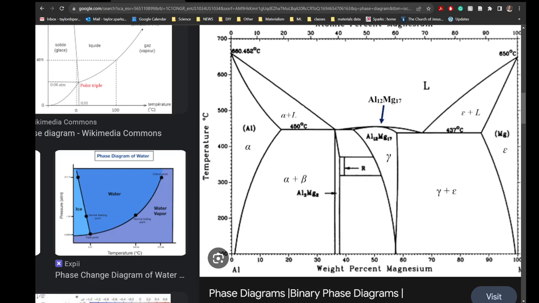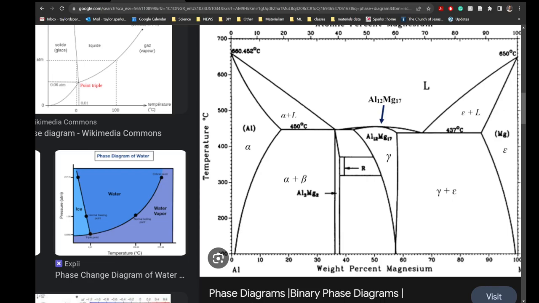Alpha. At low temperatures, very little. You can't dissolve very much magnesium into aluminum at low temperatures. But if you heat it up, it can take all the way up to, this is the weight percent, it can accommodate, I don't know, 17 or 18 weight percent of magnesium. It's a lot. It becomes really soluble at that point right there. Yeah, where's another one?